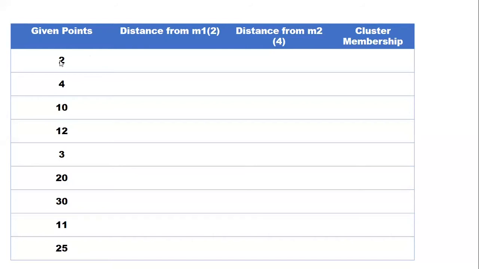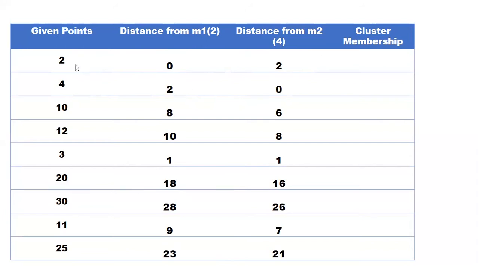First, we need to compute the distance between the points and the cluster centers. Since we have only one dimension, the Euclidean distance is the square root of (x1 minus x2) the whole square. So here it is square root of (2 minus 2) the whole square, and the distance between 2 and 4 is square root of (2 minus 4) the whole square. The values are 0 and 2 here. Similarly, compute the distance between all the points and the cluster centers.